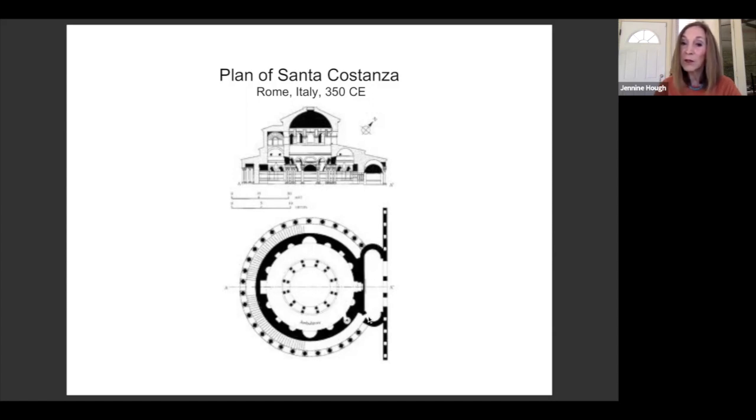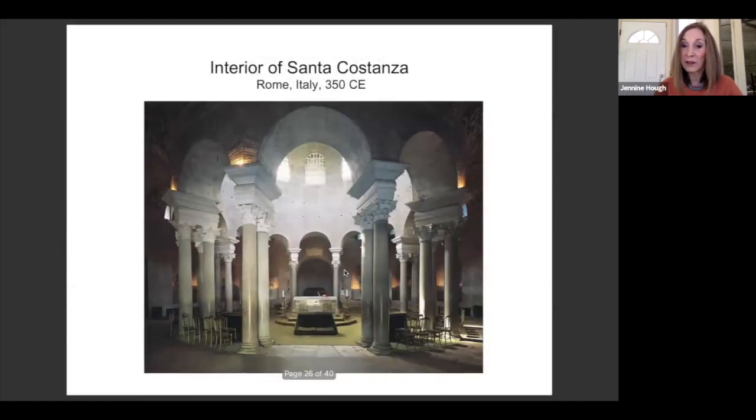This would be your narthex, your entrance right here. And this is called an ambulatory. It's the walking area around the central dome. And as I said earlier, Santa Costanza was Santa Constantina, who was the eldest daughter of Constantine with his second wife, Fausta.